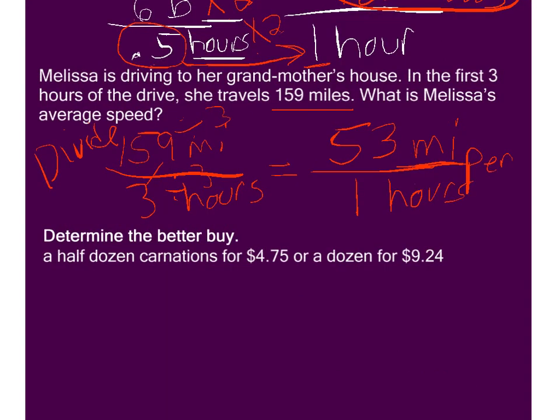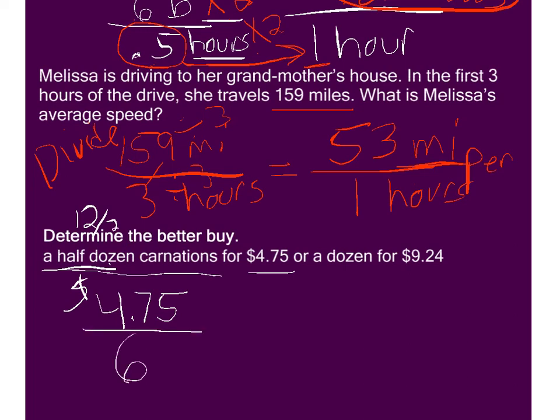All right, on our last one we have kind of a consumer thing. We're going to try and figure out what's cheaper. Now, a little late for Valentine's Day, but maybe you're buying flowers for something. A half dozen carnations is $4.75. So remember, we almost always put money on top. And a half dozen, a dozen is 12, half of 12 is 6. So this means 6 carnations. Carnations are flowers. Okay. Now I'm going to find out the unit rate for one carnation.